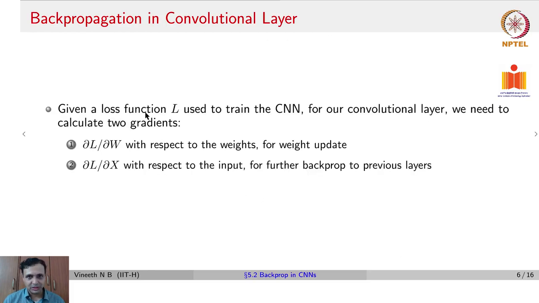We are now given a loss function L, which is used to train a CNN. For our convolutional layer, there are two quantities that we have to compute. One is ∂L/∂W, the gradient of the loss with respect to every weight in every filter, and ∂L/∂X, which is the gradient of the loss with respect to every pixel of the input, because that is necessary to backpropagate further to an earlier layer. We're going to try to derive the gradient for each of these quantities using the chain rule.